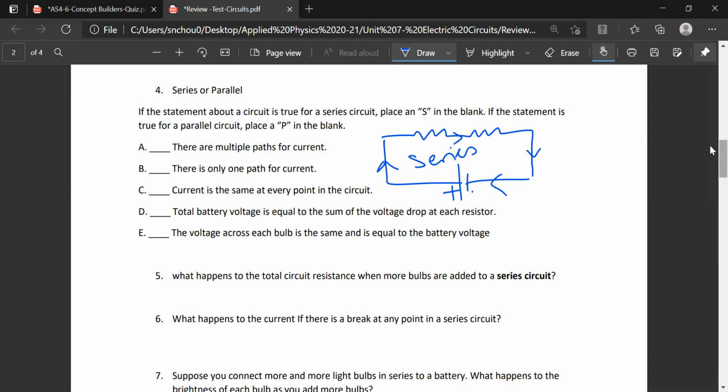So if this is your 12-volt battery, that 12 volts is going to split between these 2 resistors, and the larger resistance will get the larger voltage. If both are equal resistors, then the split is half, 6 volts, 6 volts. That's your basic series.